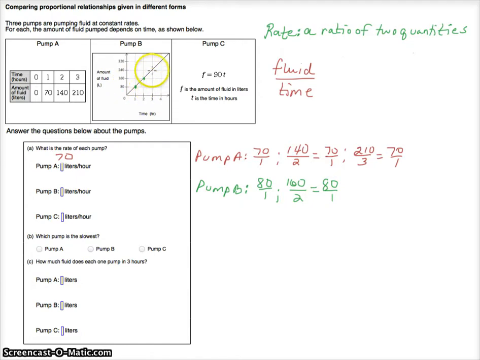If I go up another hour to the third hour of pumping, I will have pumped out 240 liters of fluid. So for the third hour, we'll have 240 liters over 3 hours, and that's going to reduce to 80 over 1 again. So our rate here is 80 over 1, or just 80 liters per hour.